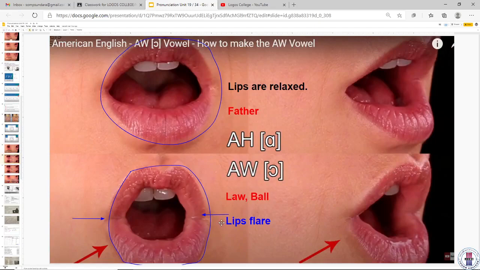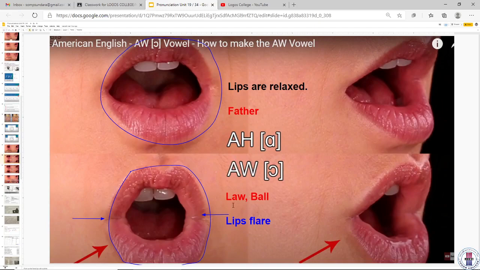Down here is the aw sound. Up here, this is the ah sound, as in father. So look at the way it looks different. This is ah. This is aw. This is what I mean by lips flared. Look at the arrows. The sides of your lips go inwards, like they come closer together, right? This is the aw. Up here is the ah. Aw. Ah.